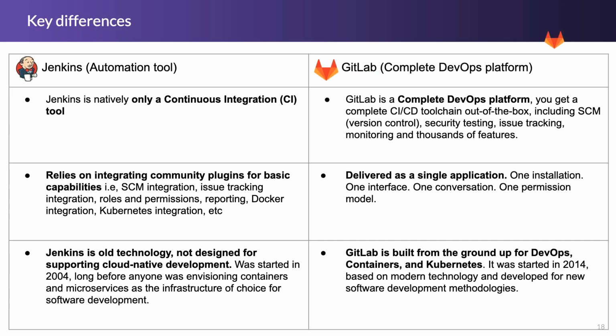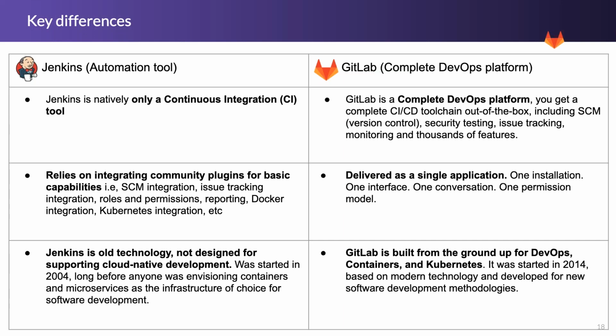And the last one is the time when the 2 products started. Jenkins, a relatively old technology, was not designed for supporting cloud native development. It started in 2004, while GitLab started in 2014. Cloud and containers were there. It was known, it was the standard of the future. It was built from the ground up for DevOps and for modern development. And this is why it's easier for developers to use it when they are developing cloud native applications.